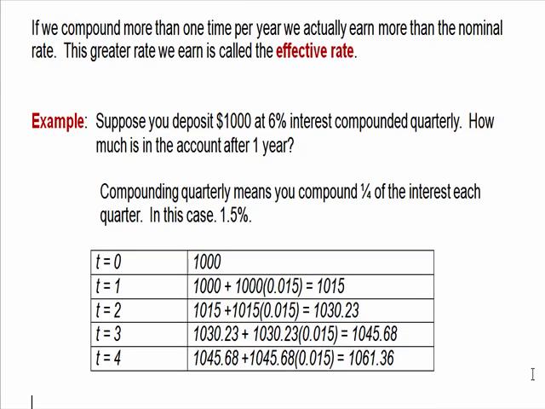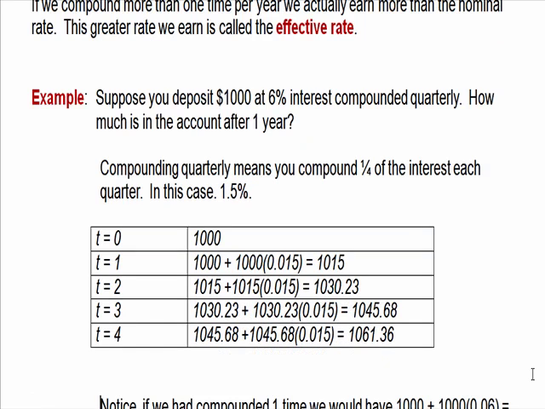Let's take a look at an example where we're going to be dealing with the effective rate. So suppose you deposit $1,000 at 6% interest compounded quarterly. So in other words, we're going to compound 4 times in a year. How much is in the account after 1 year? Now that 6% that we're given, that's the nominal rate.